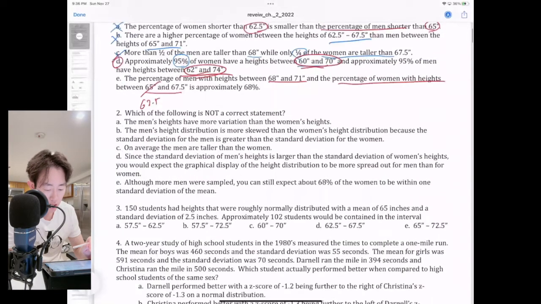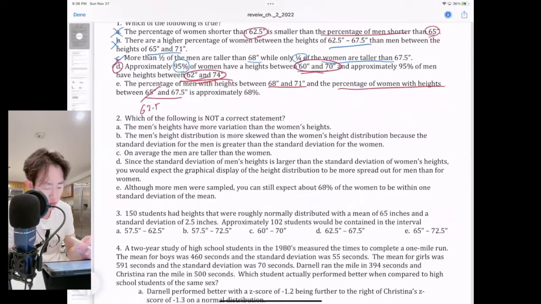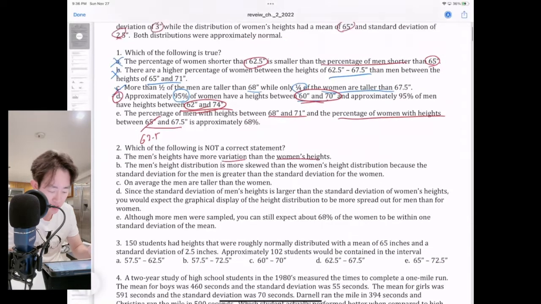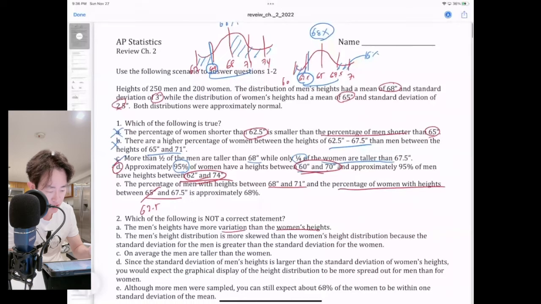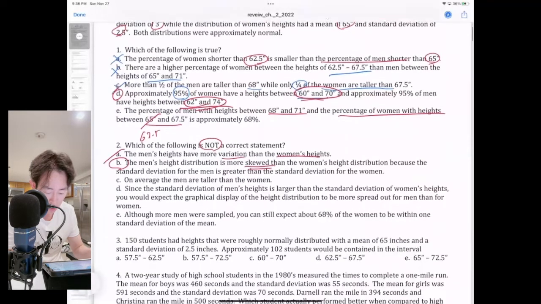Number 2, which of the following is not a correct statement? The men's heights have more variation than the women's heights. Yes, because the standard deviation is definitely higher here. We're talking about the not correct statement. The men's height distribution is more skewed than the women's height distribution because of the standard deviation for men. Skewness has nothing to do with the standard deviation. It has everything to do with the shape. So B is definitely not the correct statement.